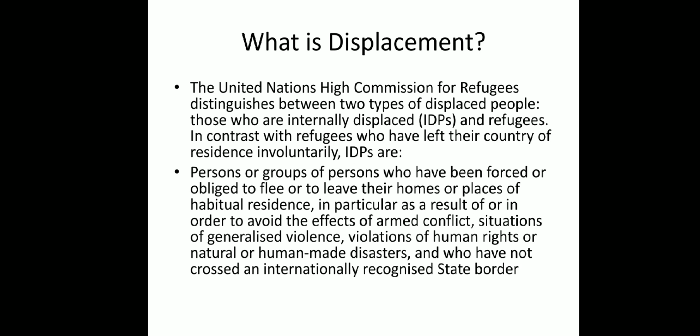Then we come to what is displacement. Now, the United Nations High Commission distinguishes between two kinds of displaced people. One is internally displaced people, or the IDPs, and the other is refugees. The refugees move out voluntarily, and the internally displaced can be displaced because of a lot of reasons, from natural to man-made. And here we are mainly dealing with the internally displaced people due to developmental projects, which is man-made.